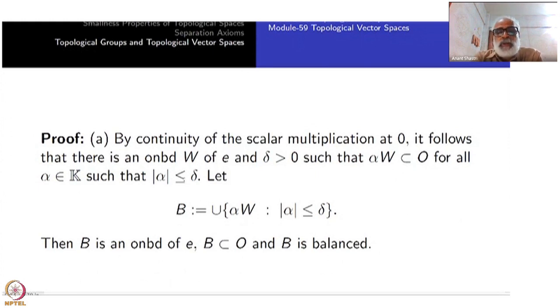All that we are doing is using scalar multiplication here. Now let B equal the union of alpha W, where mod alpha is less than or equal to delta. The first part says that this family is non-empty; there is at least one W. Now you take all such W which satisfy this, with mod alpha less than or equal to delta, where alpha W is contained inside O. Now you take the union of all of them, then B is an open neighborhood of 0. So B is contained inside O and B is balanced. You must put that mod alpha is less than or equal to delta, because I would like to have this contained inside O, but that is the condition here on alpha.